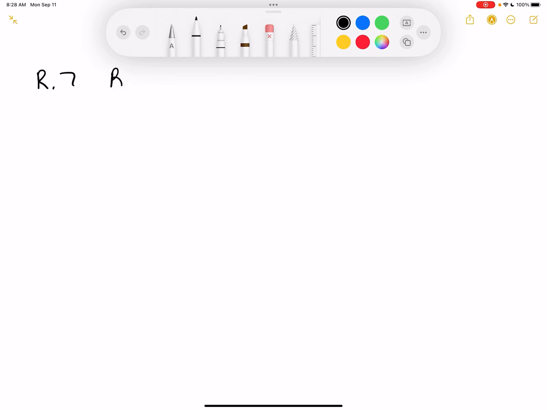All right, R7, radical expressions. So we're going to have different, to start with, radicals and different values, and we're going to basically be reducing them down as much as possible.